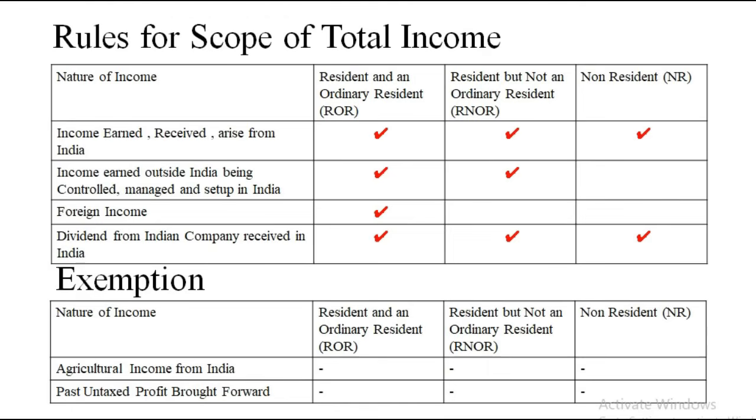So income in India, everyone pays. Control from India, the first two people pay. Foreign income, the first person pays. Agriculture from India, no one pays, and past untaxed profit, again no one pays. That's it. These are the only rules that need to be kept in mind. Now let us see how to solve the sum based on these rules.